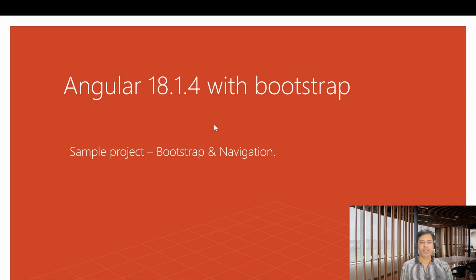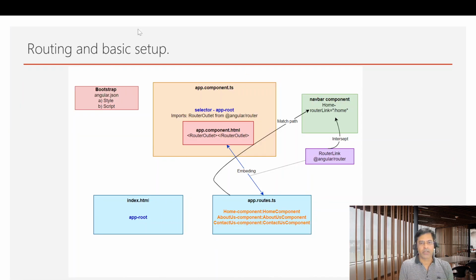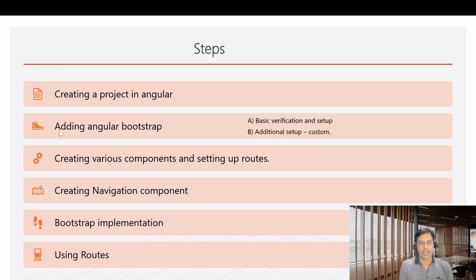So this is part 3 of Angular 18.1.4 with the integration of Bootstrap. Let me quickly recap what we did in the previous video. We understood the basic concept of router outlet and all, and then we moved ahead and created a project in Angular. We added Angular Bootstrap in our Angular project. Along with that, we verified the correct version which should be running with our Angular Bootstrap version.